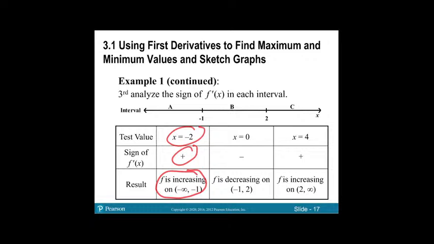Okay, so when we plug the negative 2 into f prime, when we chose 0 as well, right? If we plug 0 into f prime, we got a negative result, and so the function was decreasing between those two critical values. And then to the right of 2, I think we chose 3, they chose 4, but in either case, we get that f prime is positive, so the original function is increasing.